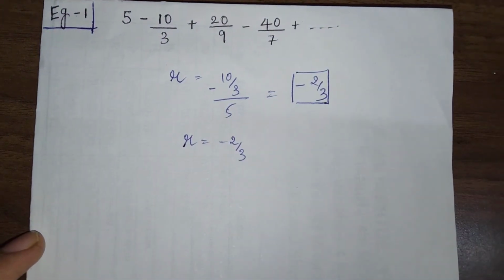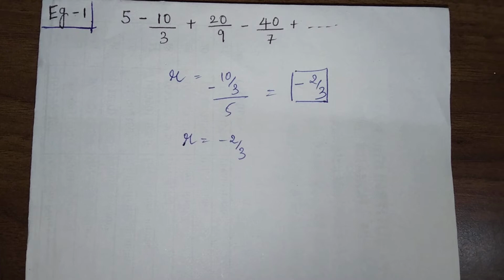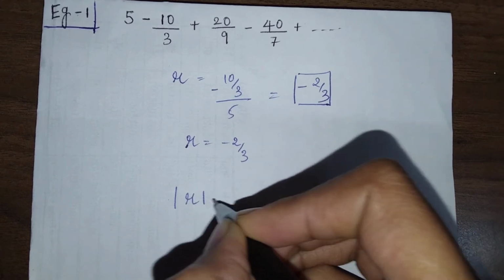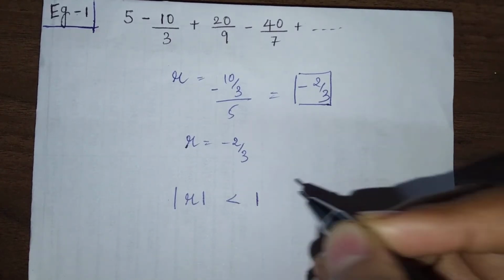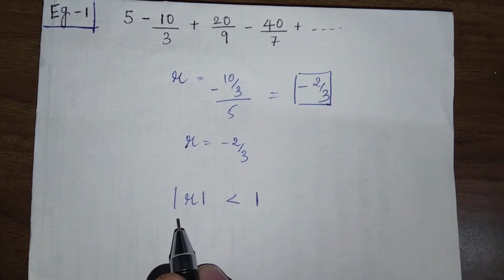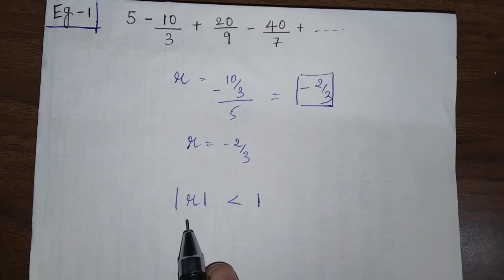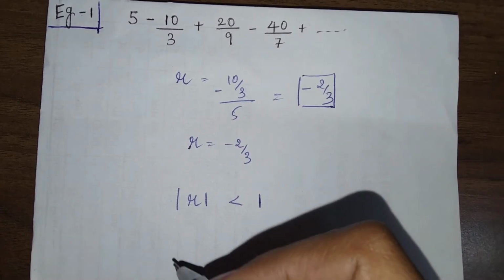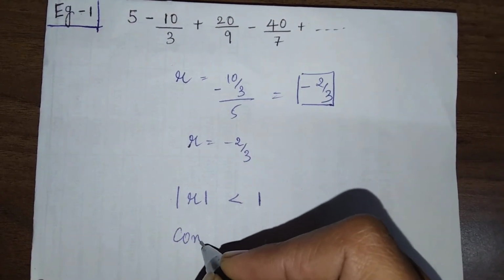And if we want to find the sum of this series, then the formula for, and again mod r is less than 1. Whenever mod r is less than 1, the answer will always be convergent. So we can directly say that the given series will be convergent.